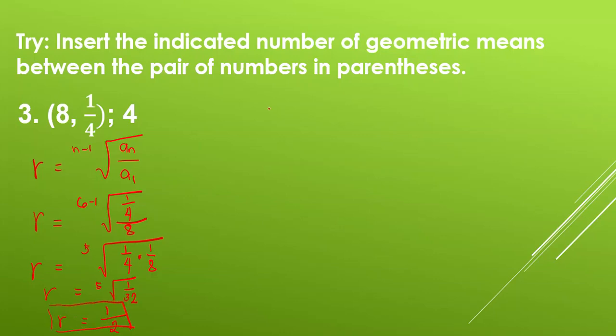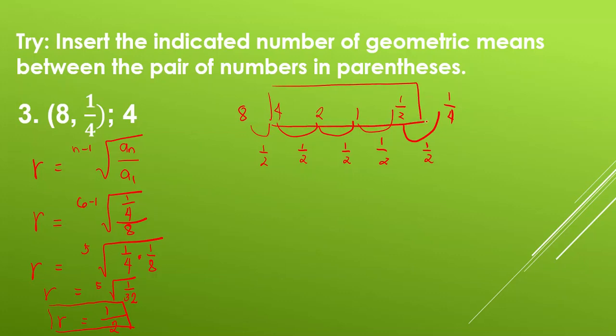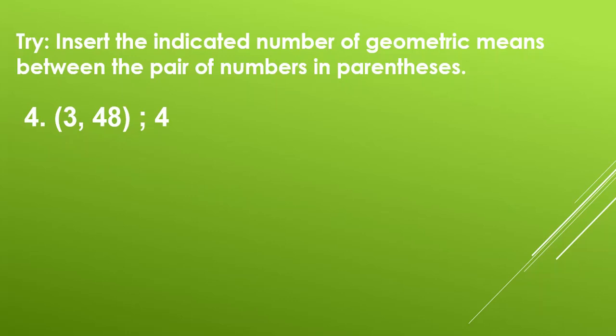That's it. Then you have 8 times 1/2, meaning divided by 2, that's 4, times 1/2, that's 2, times 1/2, it's 1, times 1/2, it's 1/2, times 1/2 again, that's 1/4. So if you will count it, these are the geometric means: 4, 2, 1, 1/2. Okay, is that clear?